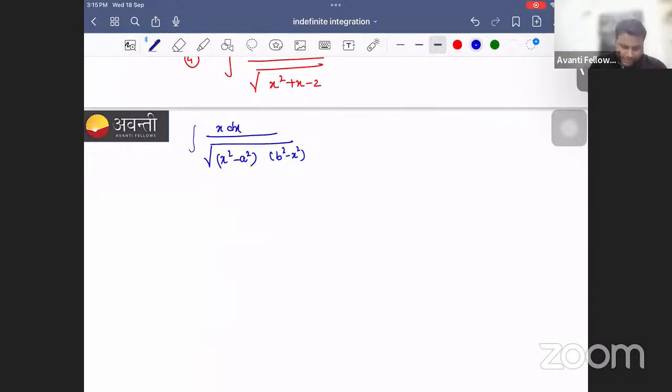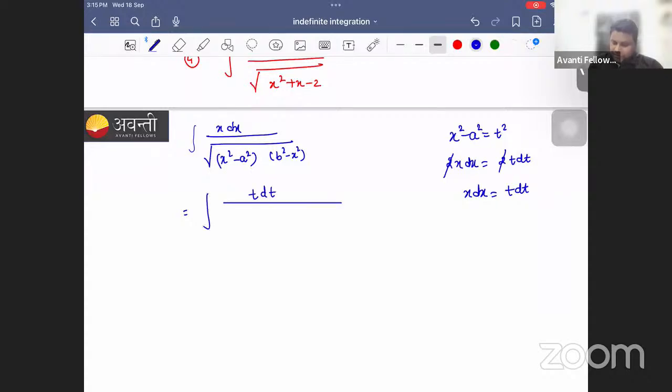So I'll do one thing. Let us assume x square minus a square as t square. So it will be 2x dx equals 2t dt. 2 cancel, so x dx is t dt. Am I correct? So it became t dt upon, inside the root, x square minus a square is t square, and b square minus x square will be b square minus a square minus t square. Got it?